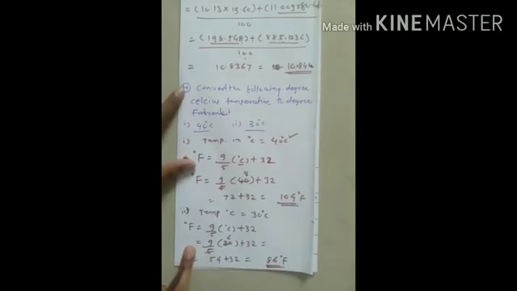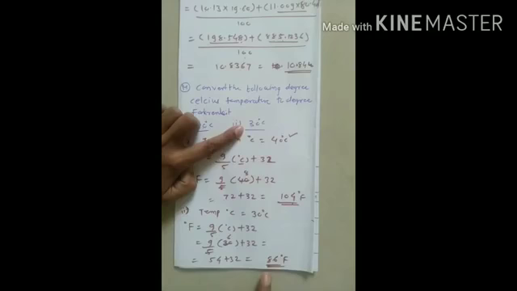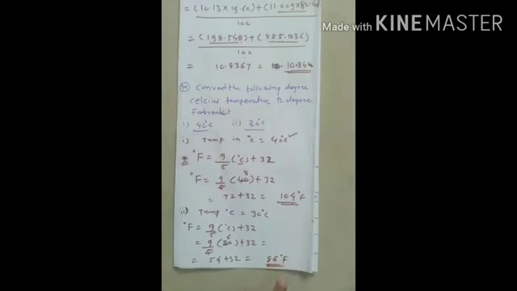Once we write the formula, put in the given value and calculate, you will get your answer. So for 40 degree centigrade you will get 104 degree Fahrenheit, and for 30 degree centigrade it becomes 86 degree Fahrenheit. This is the way to calculate and write down the answer properly in a sequence. After this we will proceed to the next question, that is question number I.